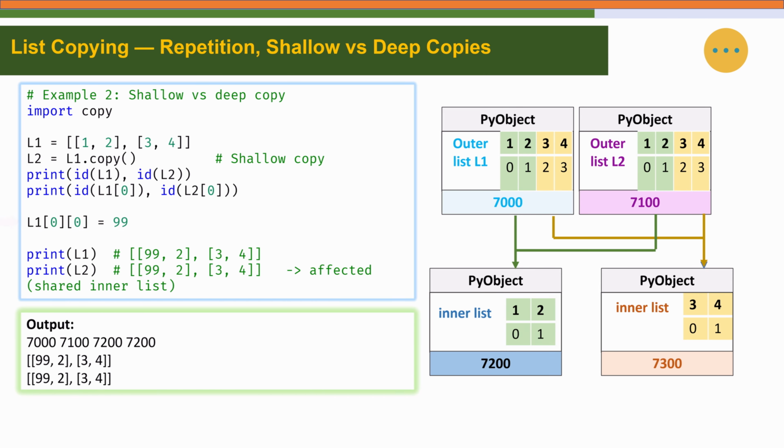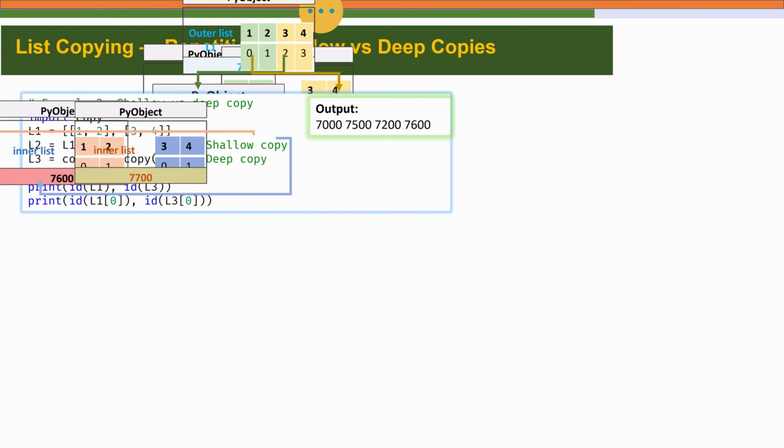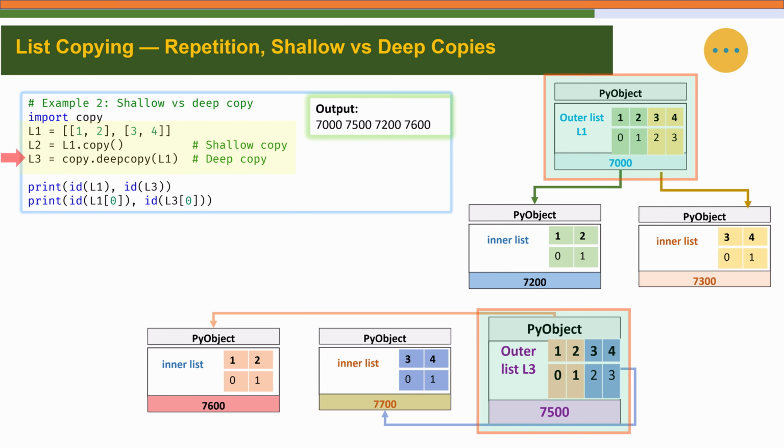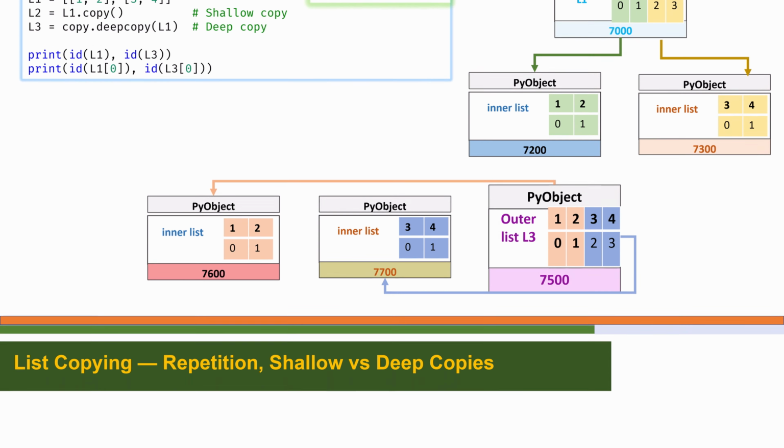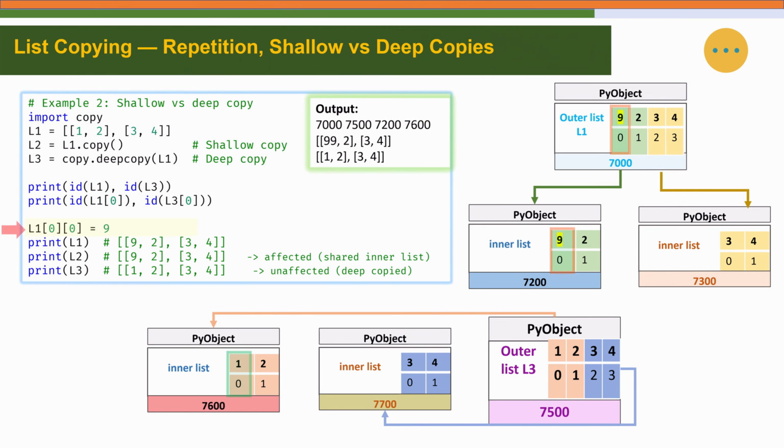In contrast to this, a deep copy duplicates everything. Python builds an entirely new outer list and recursively copies the inner lists too. So now L1 and L3 point to completely separate memory addresses, both inner and outer. That means modifying L1[0][0] will not affect L3 at all because their inner objects are independent copies. L3, which was created using deep copy, remains completely unchanged. So a shallow copy duplicates only one level of the object structure, and a deep copy recursively duplicates everything inside. Deep copies take more memory and time, but they guarantee total independence between the original and the copy.